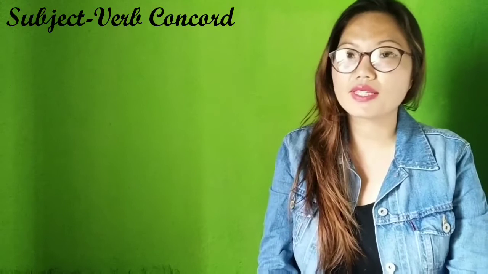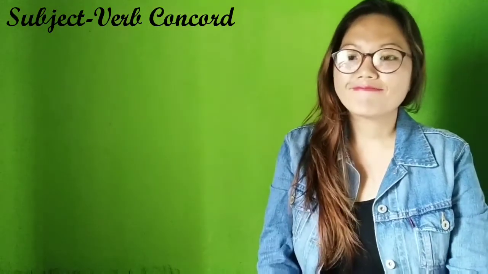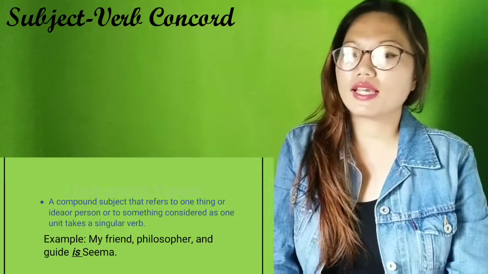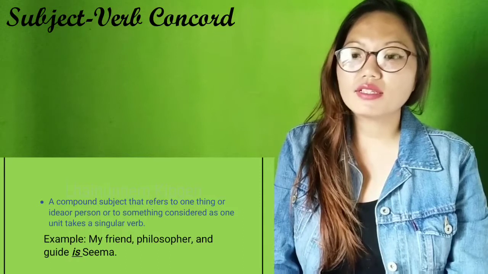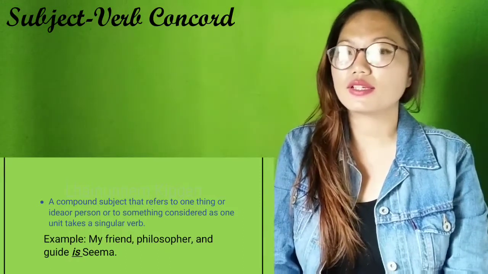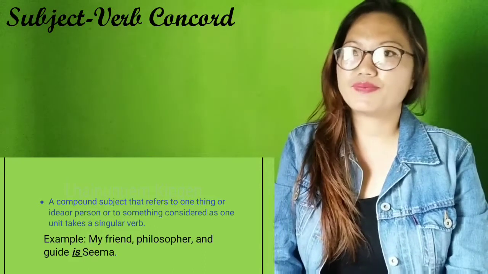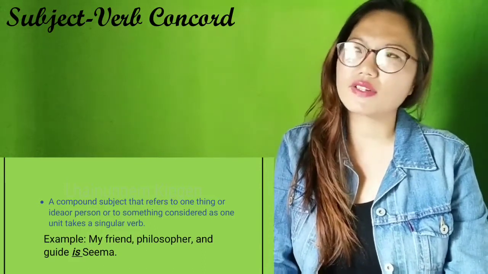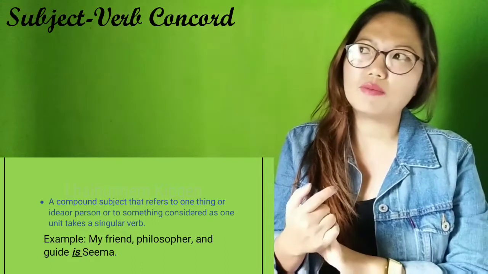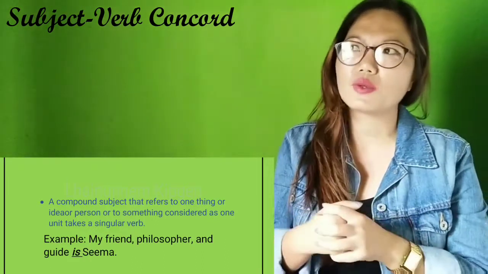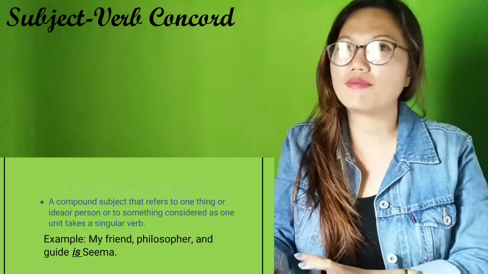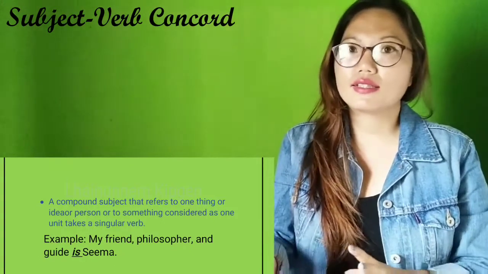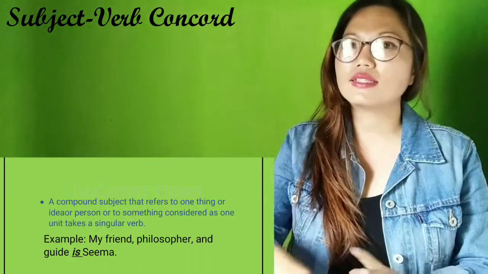On to the second rule of subject-verb agreement in compound subjects, we have this rule. The rule is a compound subject that refers to one thing, idea, person, or to something considered as one unit takes a singular verb. It is a little bit difficult to understand, but in order to describe a person, the person may have different qualities. If you mention those different qualities one by one in order to describe that person, still the subject is considered or taken as one unit, that is talking about the person.